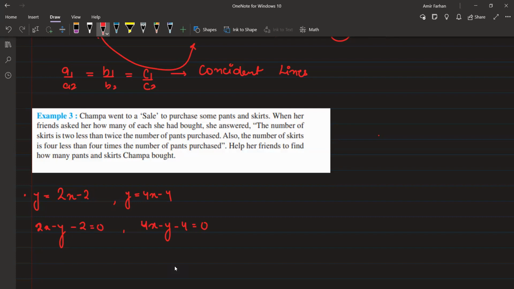Why am I taking this topic in the last? Because in the starting it would be very difficult to understand how to form the equations, unless and until you understand the word problems. Okay, all of you got the answer, yes or no?